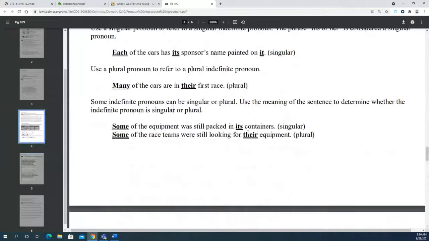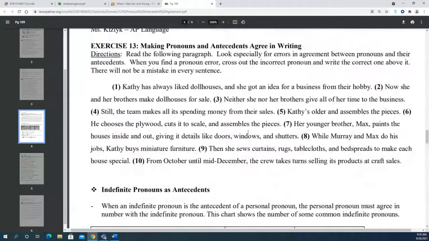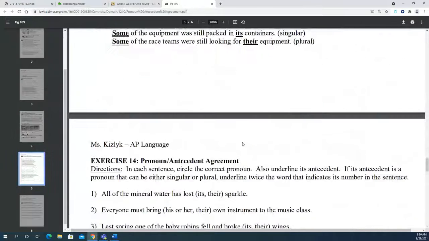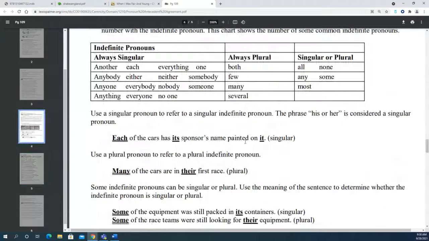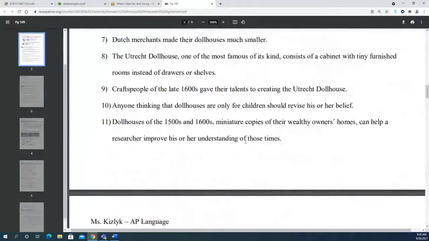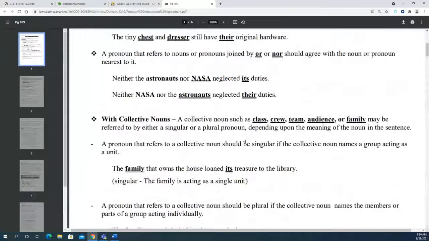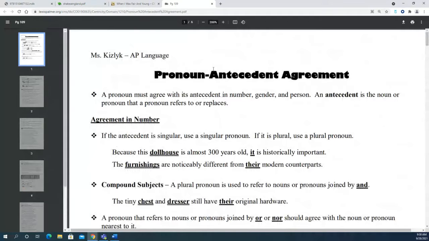So send me if you have any issues or concerns, or if you want me to check any of these pronoun antecedent assignments or any of the subject verb agreement assignments, just to make sure that you're on the right track for quiz 2 in a couple weeks. Please do so.